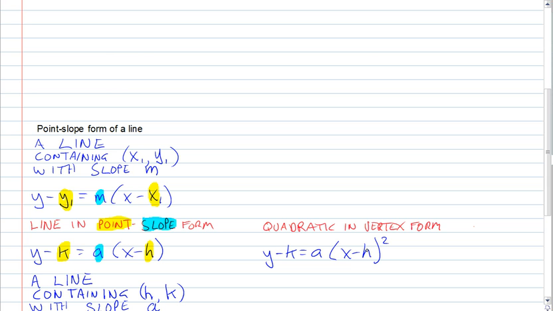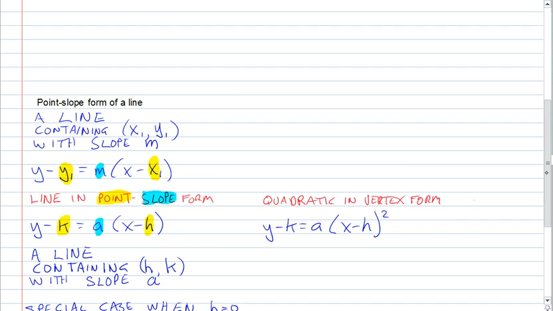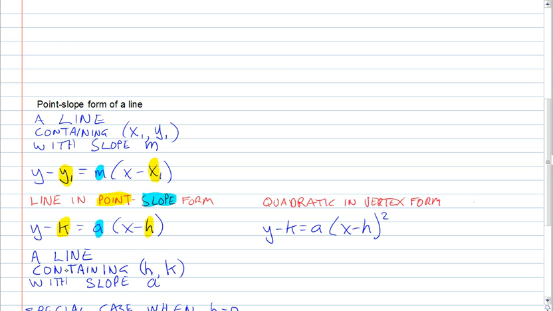And h, k, and a are the letters traditionally used when you get to quadratics, so that we have a parallel structure and that we see the two are very similar when it comes to transformations of functions. We'll use this form here, y minus k equals a times (x minus h), which is a line containing the point (h, k) with slope a.